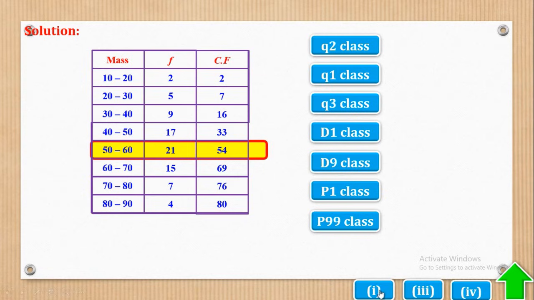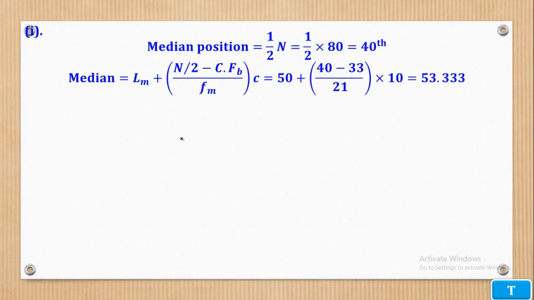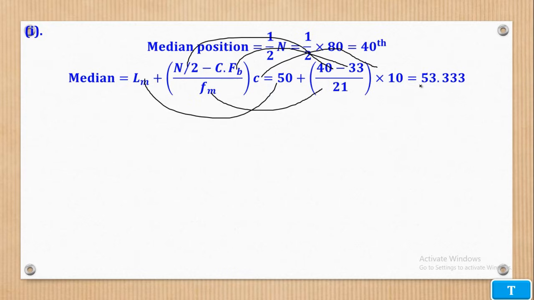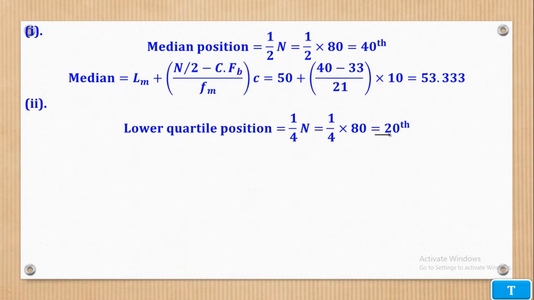Therefore, we shall substitute in the formula for median. So median position, put it here, lower class boundary, cumulative frequency before, frequency of that class, and class width. In the end, we'll come up with this value as the median. Then next they wanted the semi-interquartile range, so we have to first get the lower quartile. The lower quartile position is 20.